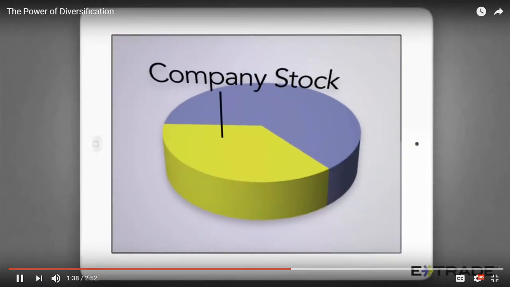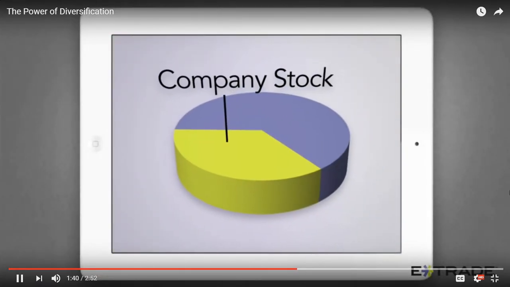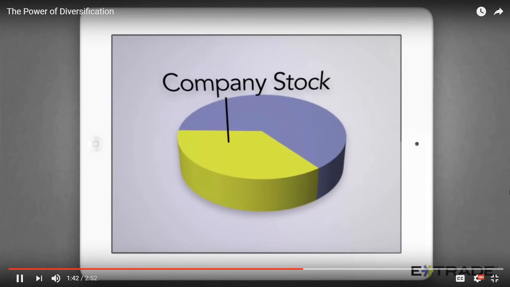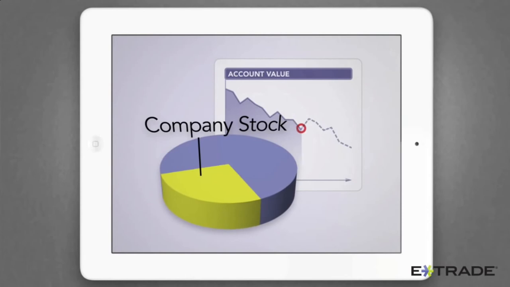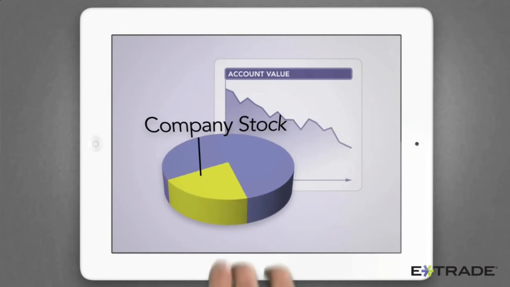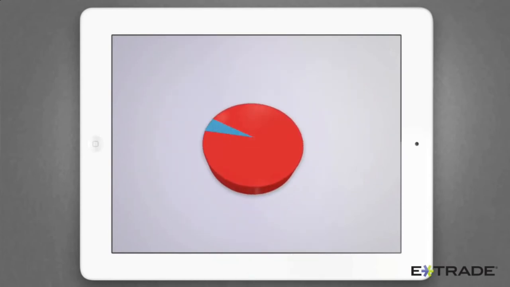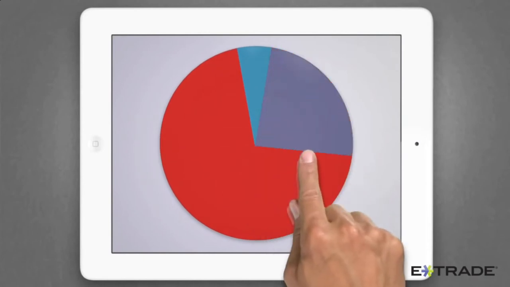If you work for a publicly traded company and hold a significant portion of your wealth in company stock, diversification is especially important for you. You may experience significant losses if your company fails to perform. Diversification may help you mitigate that risk while maintaining the potential for long-term growth.